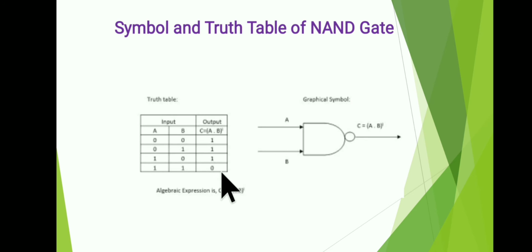The function of NAND gate is when all the inputs are high, output is low, or any one input is low, output is high. For 0 0 input, output is 1. For 0 1 input, output is 1, 1 0, 1, and if both the inputs are 1 or logically high, output is 0.